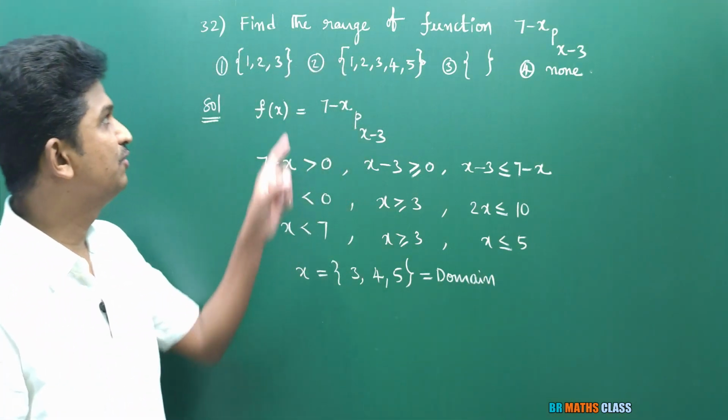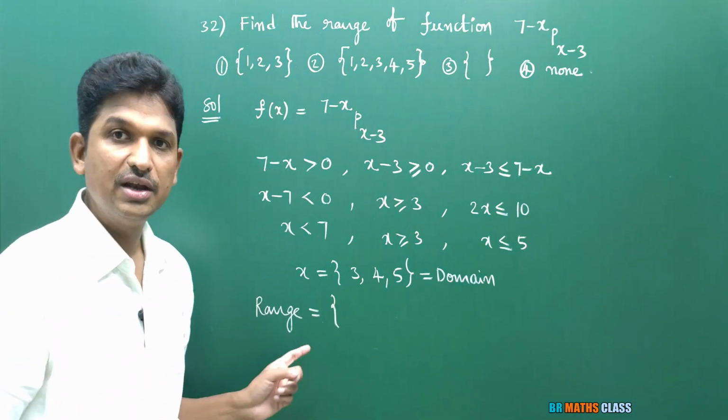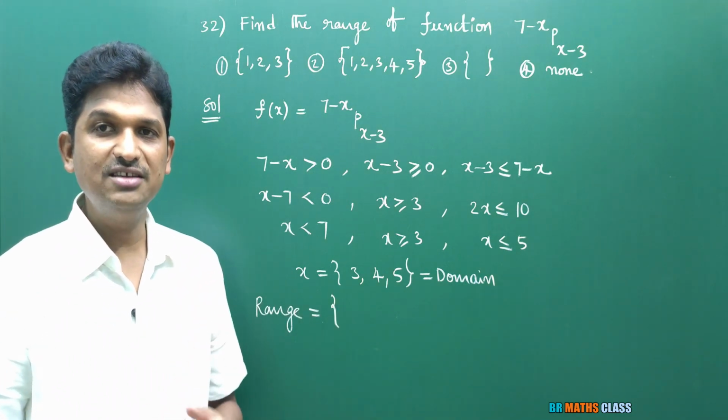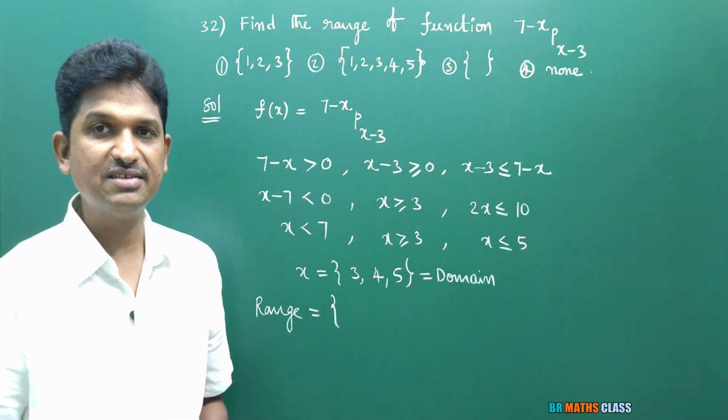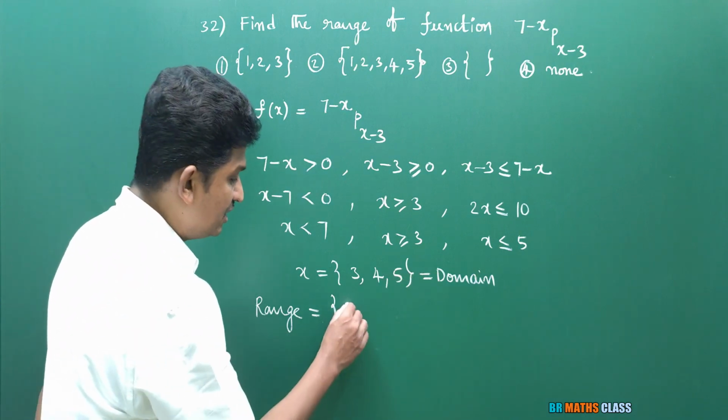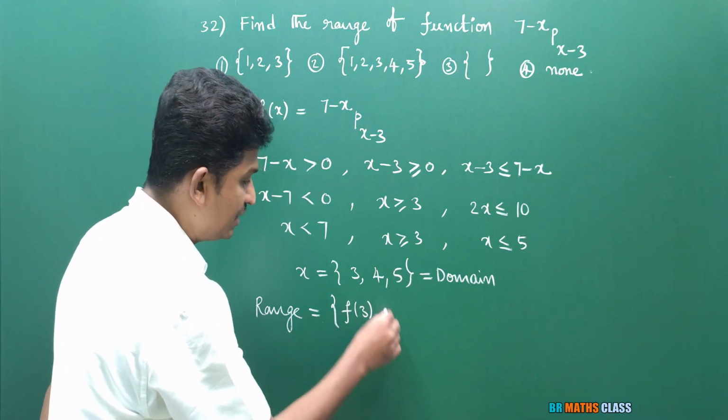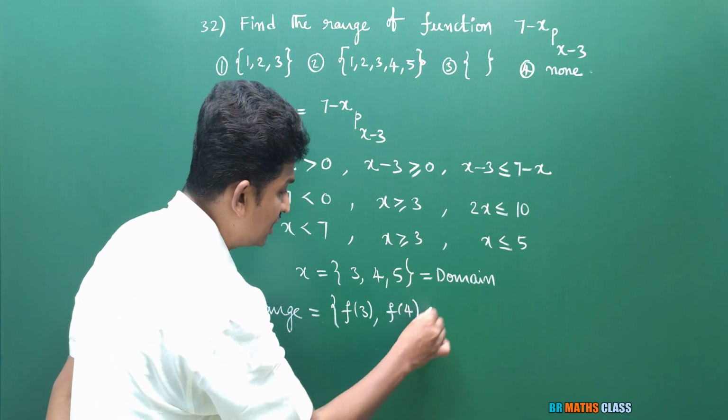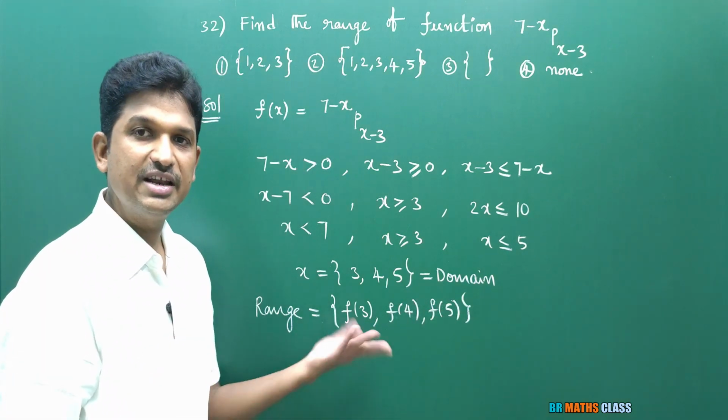Actually, what is this problem? We need to find the range of this function. You know that range is the set of all images of the domain set. The domain contains only 3 elements, right? So the range is f of 3, image of 3, image of 4, image of 5. So this is the range of the function.